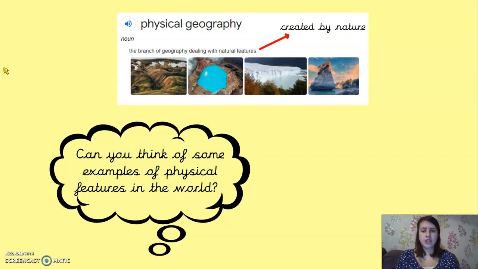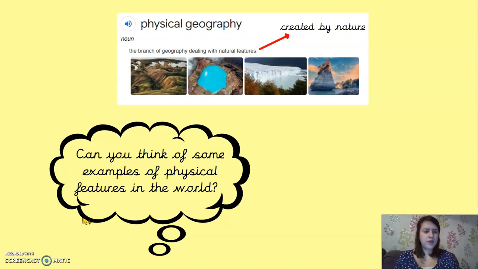And this might remind you of some of the things that we did last term. I'm not going to name them because I want you to try and think of some examples of physical features in the world. So I want you to pause the video and have a list of all the things that are created by nature that would come under this physical geography aspect. So pause the video and have a go.